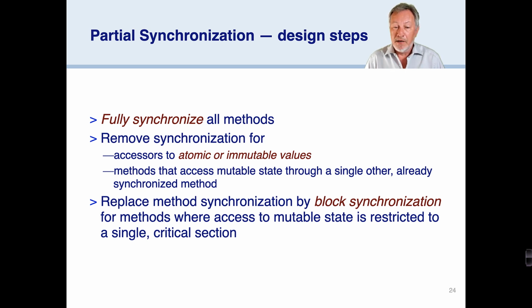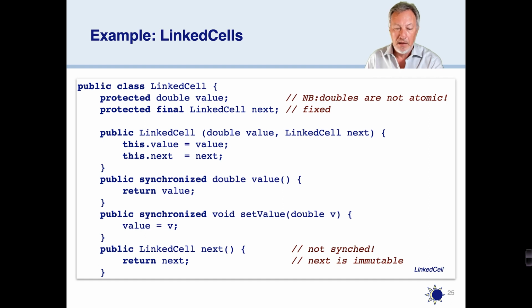Now you can replace method synchronization by block synchronization for methods where access to mutable state is restricted to a single critical section. That means instead of having one large method which is fully synchronized, maybe there's a small part, the critical section, that needs to be synchronized. So you can reduce the scope of the synchronization. Here's an example.